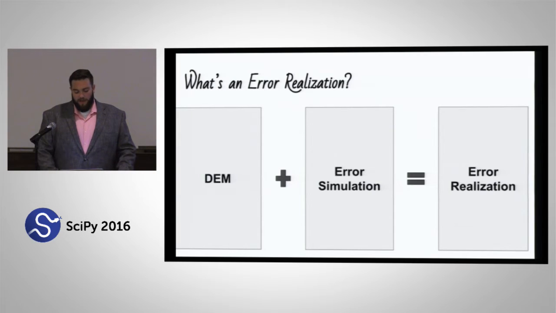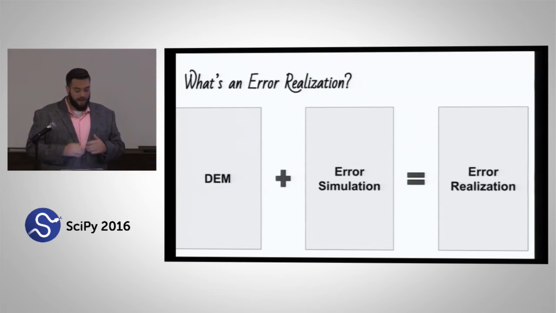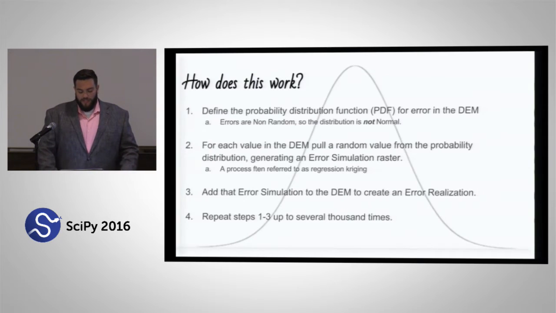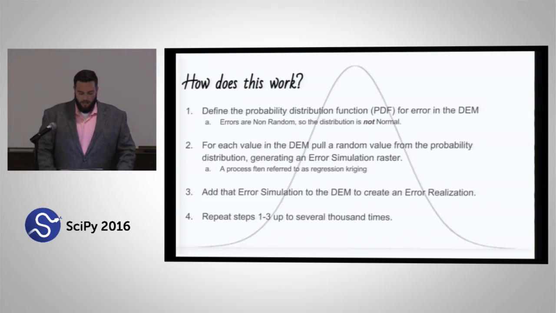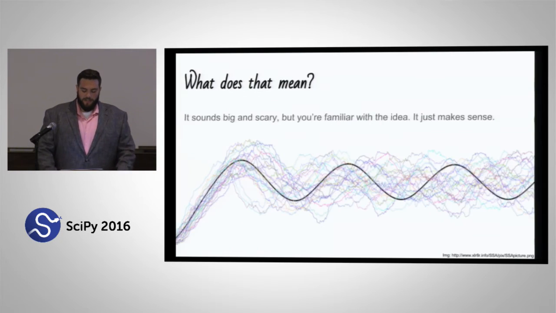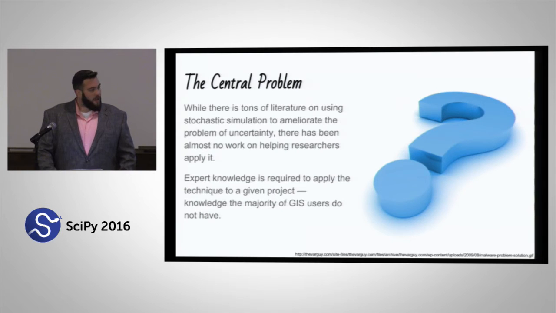And so with that error simulation, we put it together with the DEM, we add those up and create an error realization, which is essentially a possible view of what the terrain might actually look like given the range of error. It's like a maybe. And so if you do that several thousand times over the course of your maybes, you get a better idea of actually. It sounds big and scary, but it really makes sense if you think about it. So how do you pick your PDF? I'm not an expert on that, but I'll address that at the end.